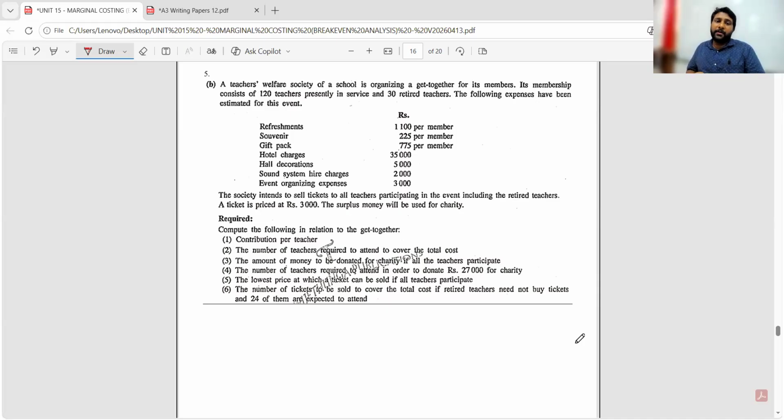Now what is this, people? A teacher's welfare society of a school is organizing a get together of its members. Its members consist of 120 teachers. How many teachers are there? 120 teachers who are presently in service. They are currently working, active teachers. And how many retired teachers are there in the organization? 30 teachers are there. So in this question, what is our unit, people?